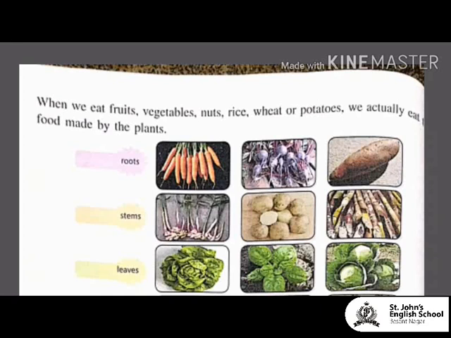And one more thing, do you know? Potato. We all eat potatoes. We all like potatoes very much. And potato grows below the soil. And potato is nothing but a stem only. It is called an underground stem. And in some plants, the food is stored directly in the leaves itself. So, cabbage, spinach, palak, here the food is stored in their leaves itself.